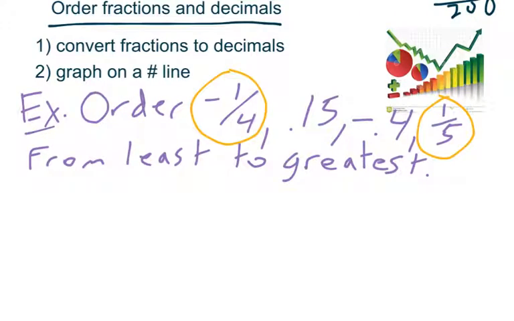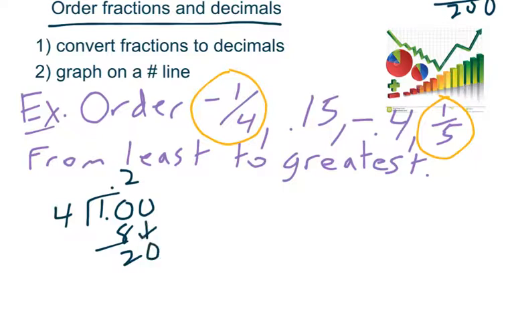So I'm going to do 1 divided by 4, and hopefully you already know this one. 1/4 is 0.25, but I'll prove it. 4 will go into 10 twice. We get a remainder of 2. And then 4 will go into 20 5 times with no remainder. So it's -0.25 because it's a negative fraction.